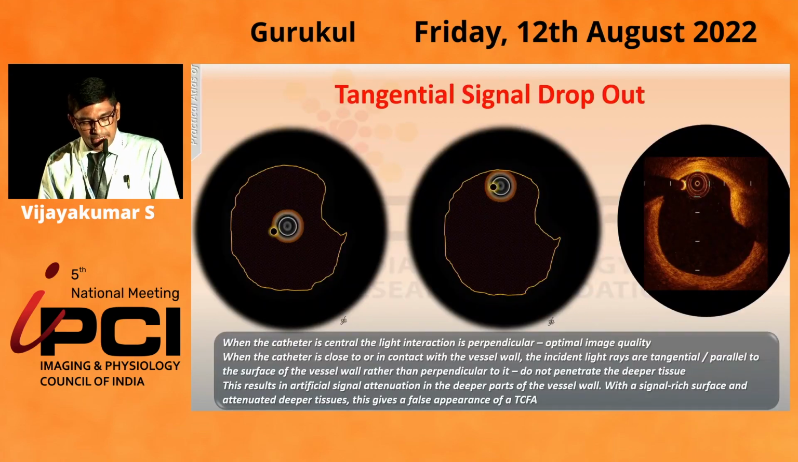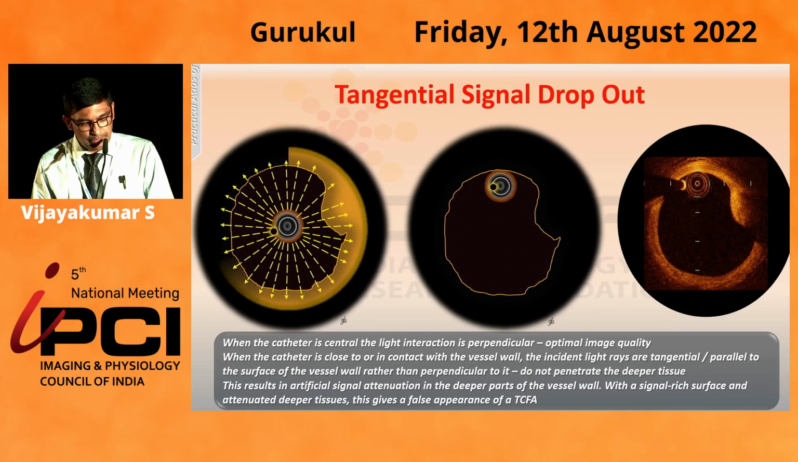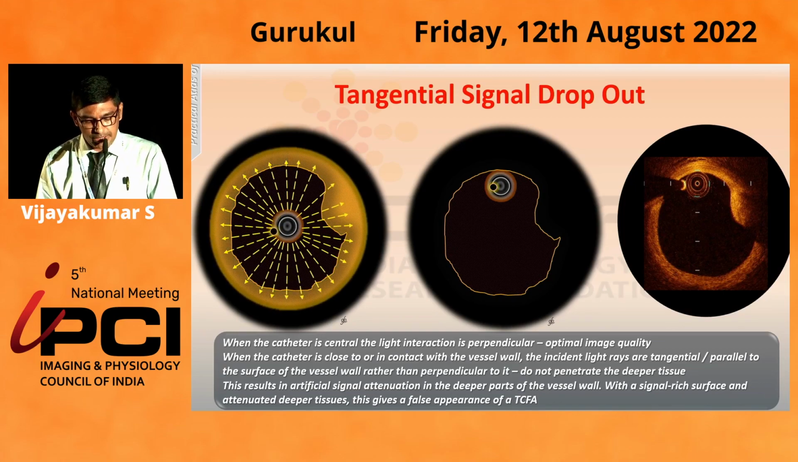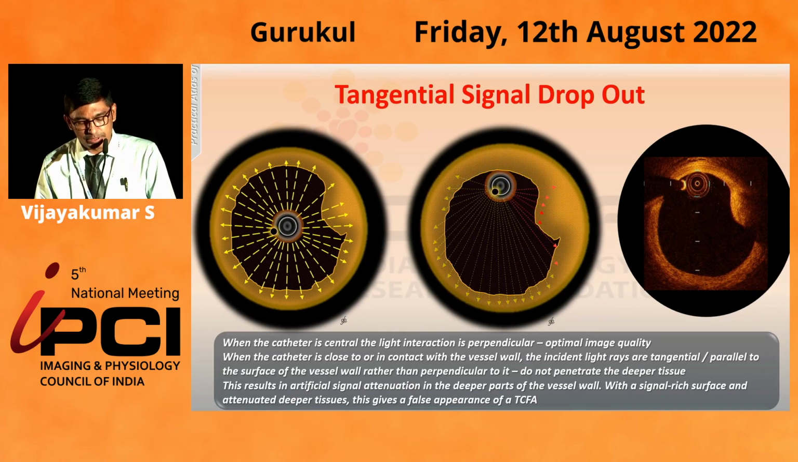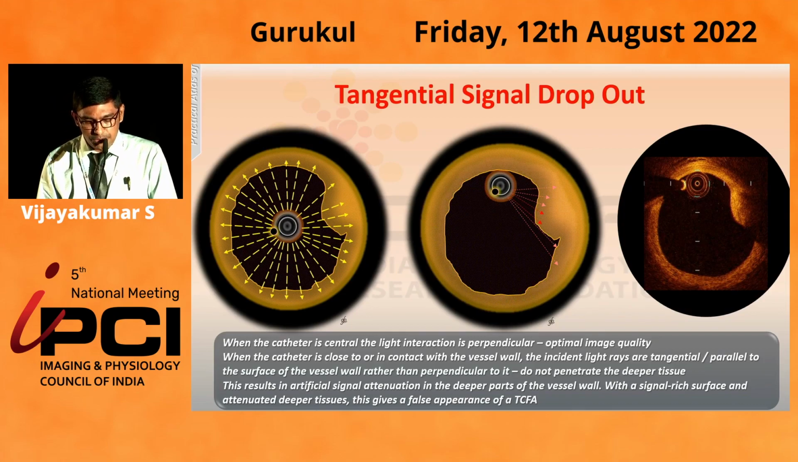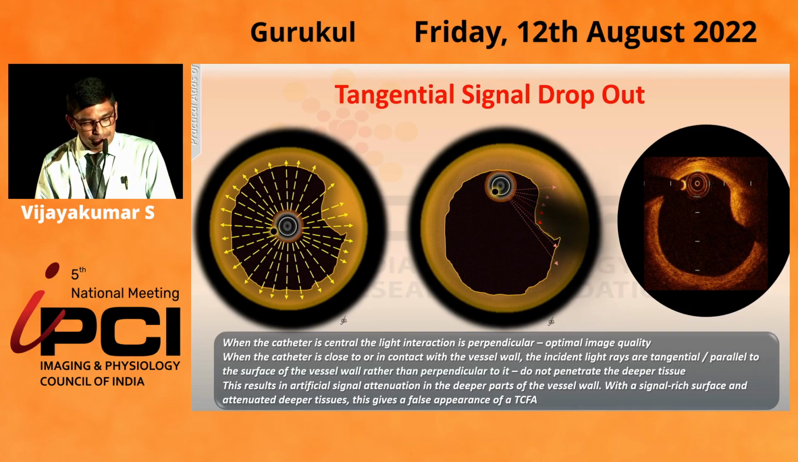And again, when the catheter is central and light interaction is perpendicular, you get optimal imaging. When the catheter is close to or in contact with the vessel wall, the incident light rays are tangential or parallel to the surface of the vessel rather than perpendicular to it. So they do not penetrate into the deeper tissue. This results in artificial signal attenuation in the deeper part of the vessel wall, with a signal-rich surface and an attenuated deeper tissue that gives a false appearance of a lipid-rich plaque or thin cap fibroatheroma.